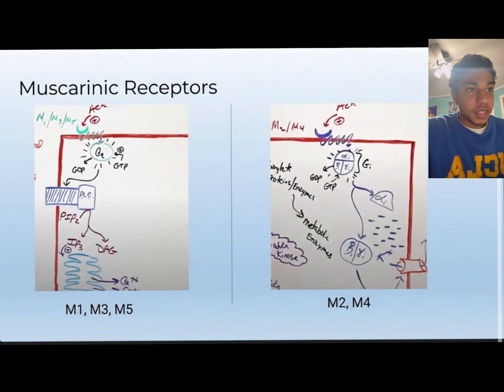Calcium then activates enzymes that work with protein kinase C to phosphorylate specific proteins that the cell may need.